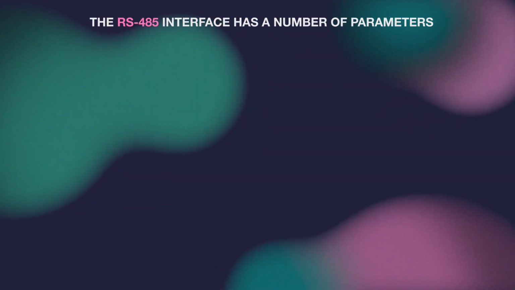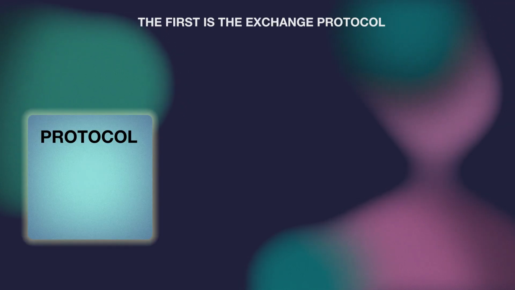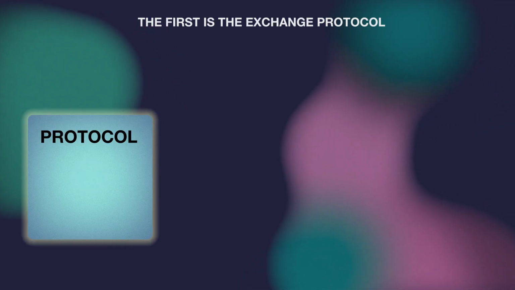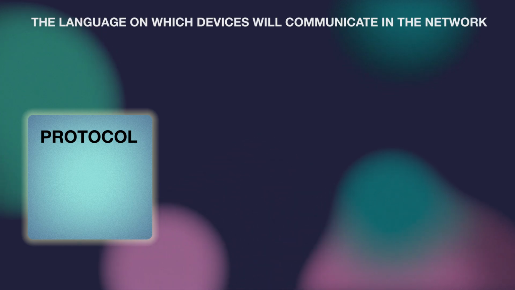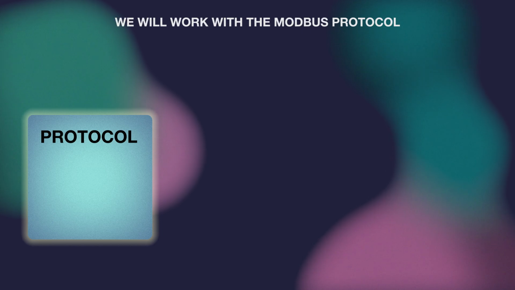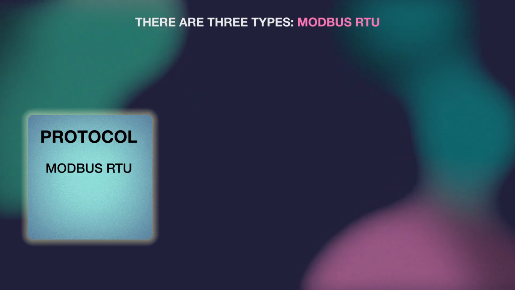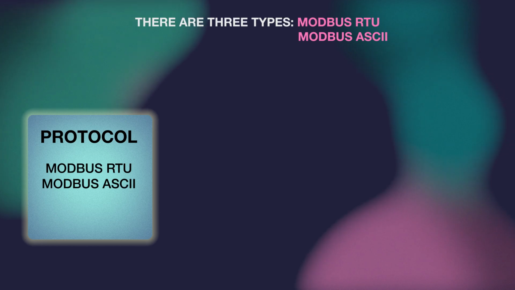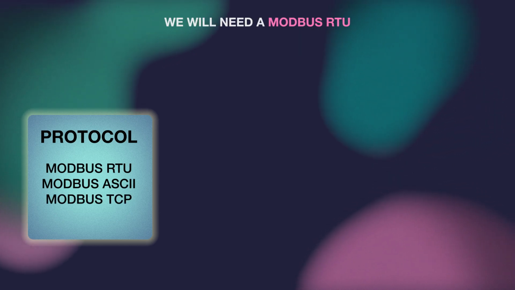The RS485 interface has a number of parameters. The first is the exchange protocol. For example, the language in which devices will communicate in the network. We will work with the Modbus protocol. There are three types: Modbus RTU, Modbus ASCII, and Modbus TCP. We will need Modbus RTU.